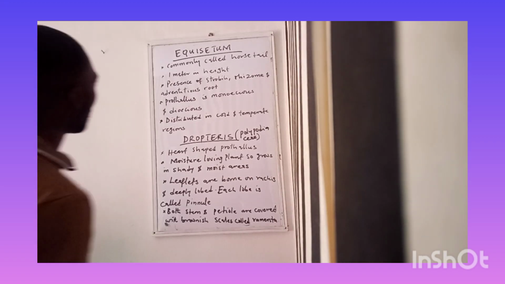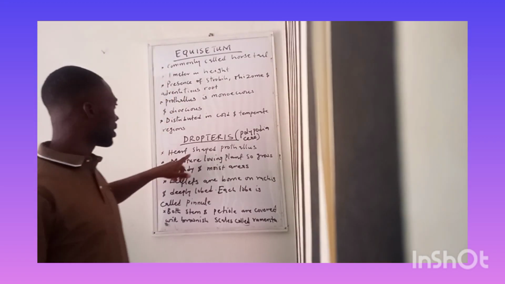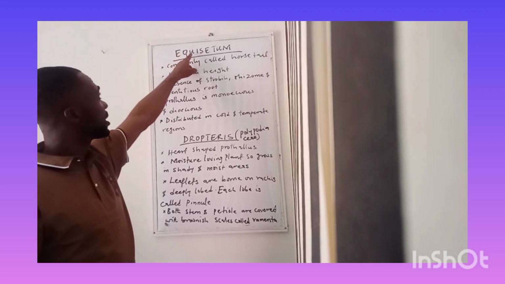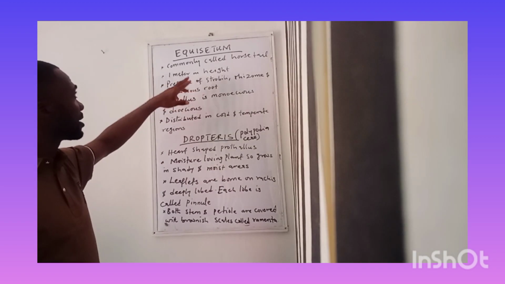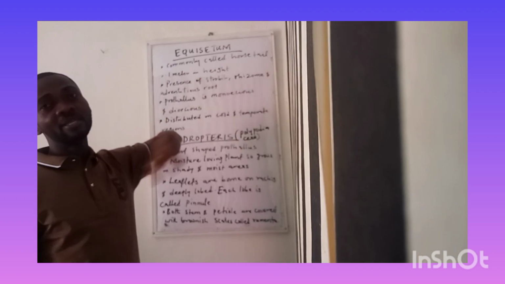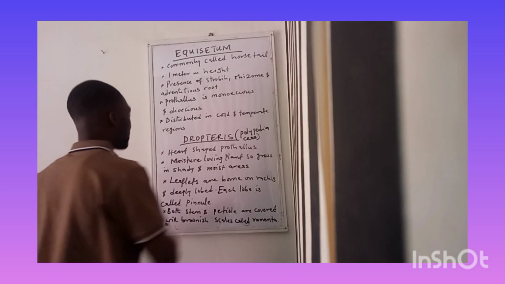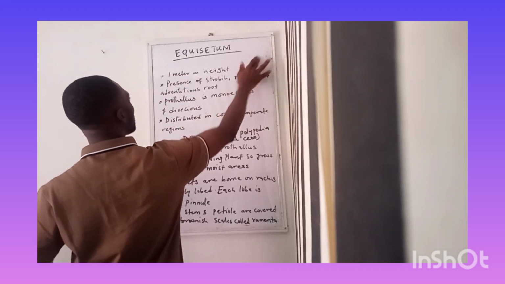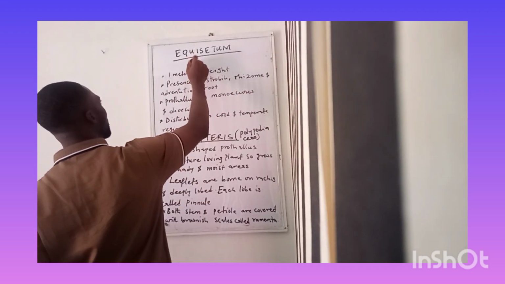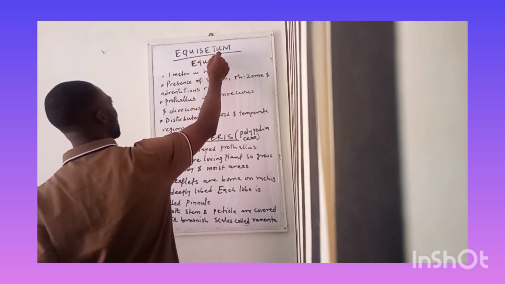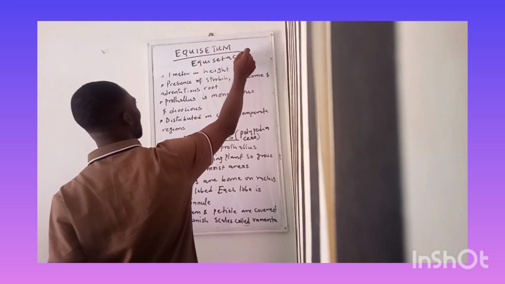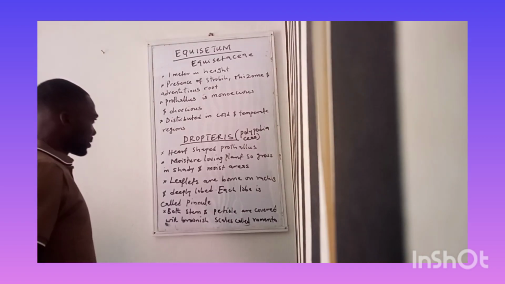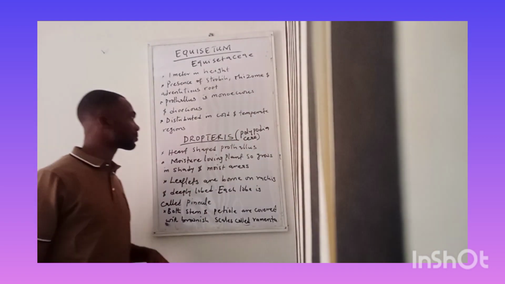Okay, that reminds me, the Equisetum has a family called Equisetaceae. Please don't forget that. Equisetaceae. All right, coming back to Dryopteris.